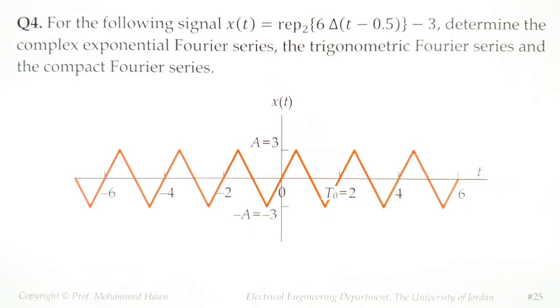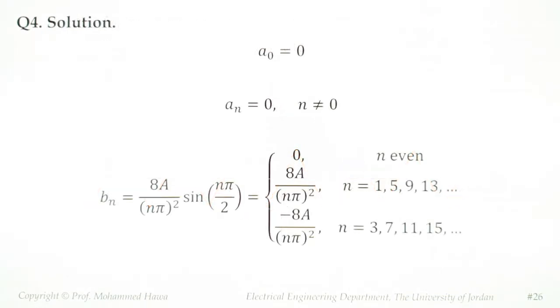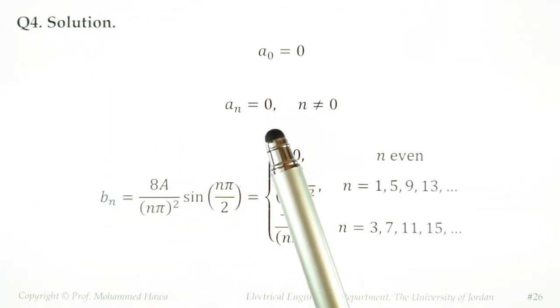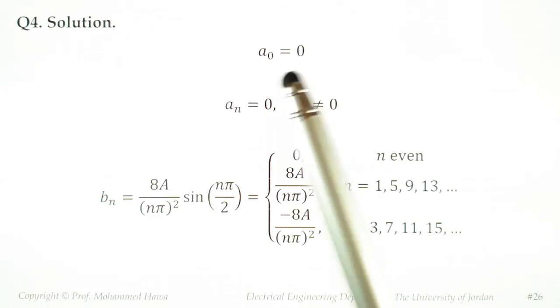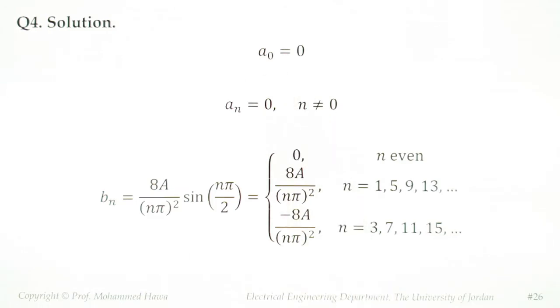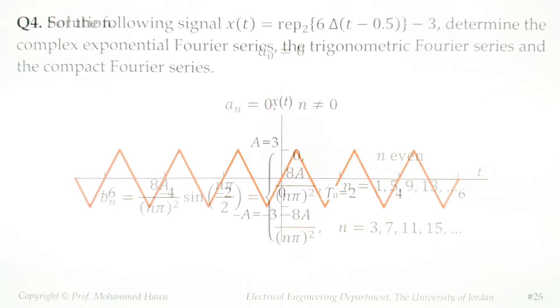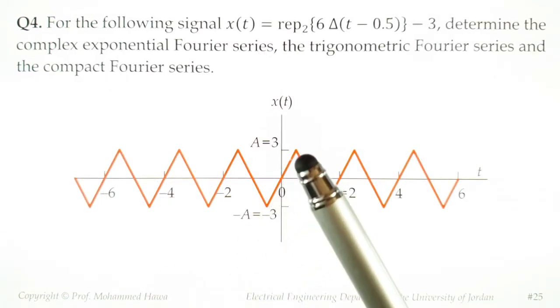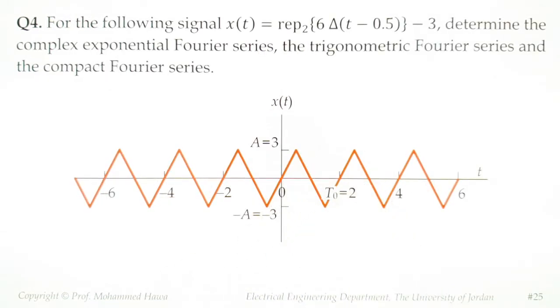Notice that this is an odd function, so you could use that to your advantage and start with the trigonometric form. Because odd signals in the trigonometric form have an equals 0 for all n, including a naught where n equals 0. So a naught is 0, an equals 0. The reason, by the way, a naught is 0 is that the positive area here and the negative area here are symmetric, which means they cancel out and you get the area under the curve equals 0, forcing the DC value or the DC shift or the average value to be 0.